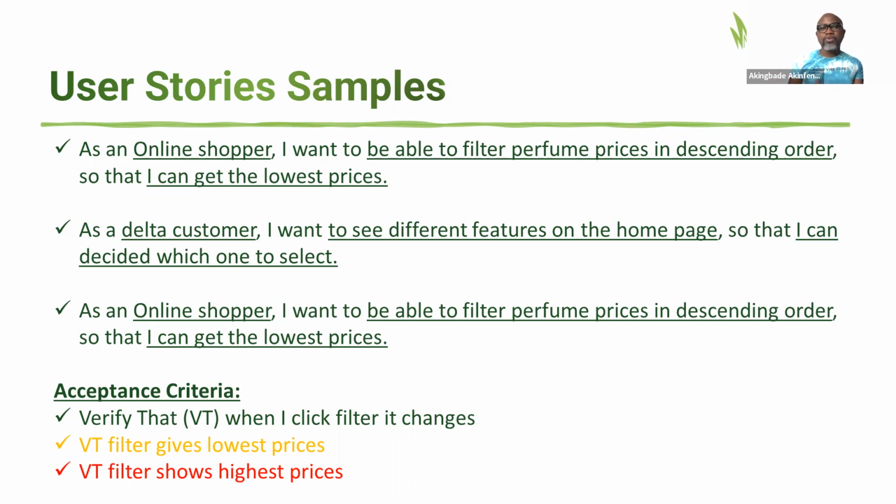Now, very important also, we add acceptance criteria. Technically it's a way to test it and say, okay, are we really doing what we intend to do? Look at the example. Verify that when I click filter, it changes. Verify that filter gives lowest price. Verify that filter shows highest price. So these are some ways to help you test it. Even though you have your user stories, acceptance criteria is just the first level of test to help you build a very effective one.